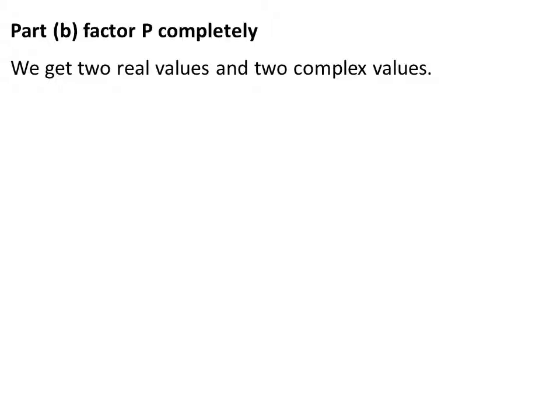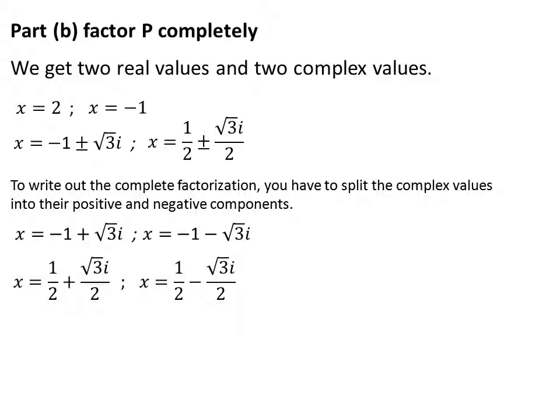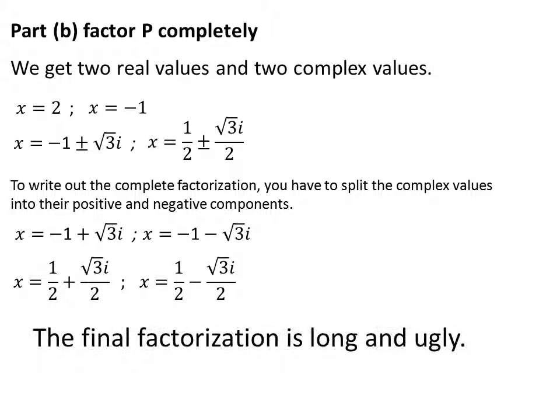The last part, part B, is to factor p completely. We get two real values and two complex values. 2 and minus 1 are considered the real values, and what you see on your screen is considered the complex values. To write out the complete factorization, you have to split the complex values into their positive and negative components. Here I'm showing you this below. The final factorization is long and ugly.